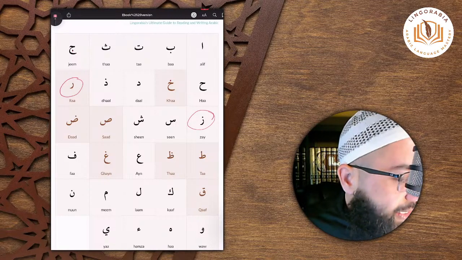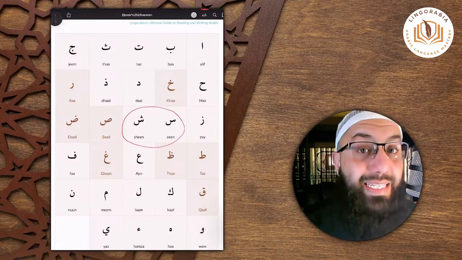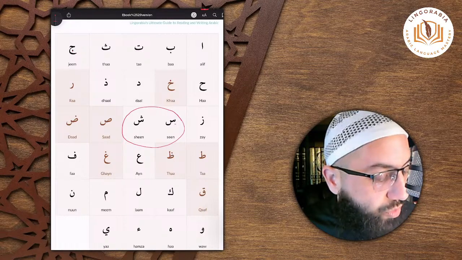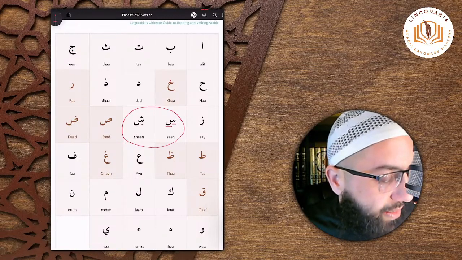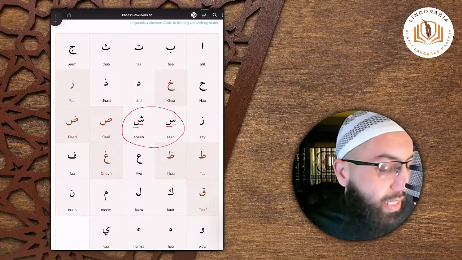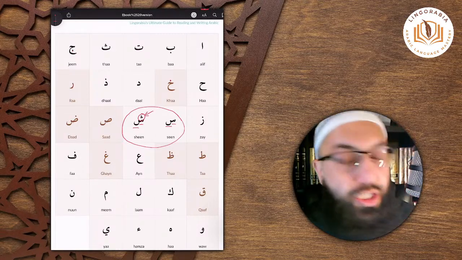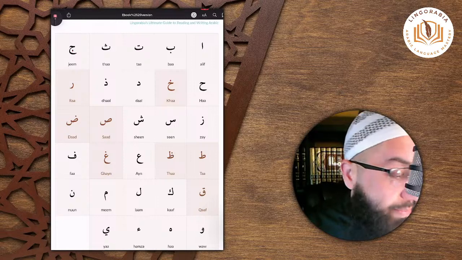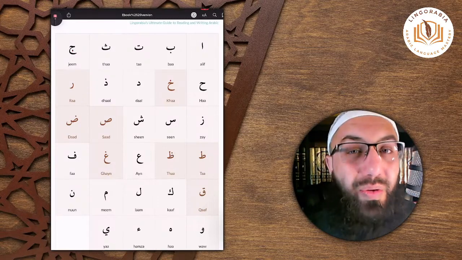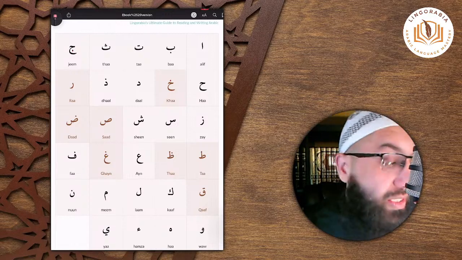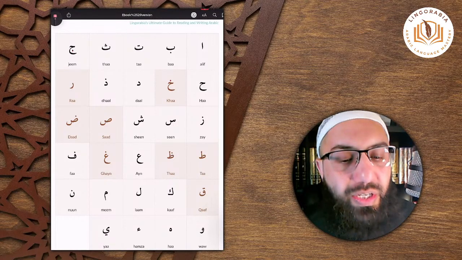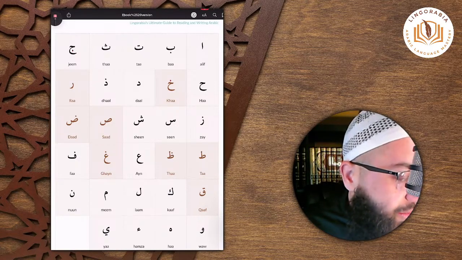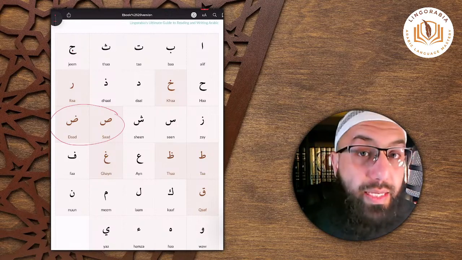And then we went to the sin and the sheen. Both of them have 2 small curves and 1 big. What differentiates between them are the 3 dots on the sheen. Both of them are light letters. We discussed that we don't pronounce the sheen heavily. Then we carried on to another group of letters, the sad and the dad.